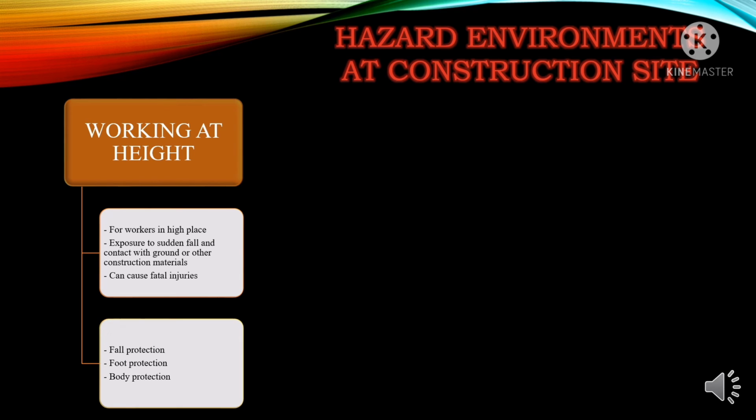The PPE that they need to wear is fall protection. This fall protection can prevent sudden falls and contact with the ground or other construction materials. Next is foot protection, which can prevent them from falling due to slippery floors. And the third one is body protection, which makes sure that they can be seen while working.